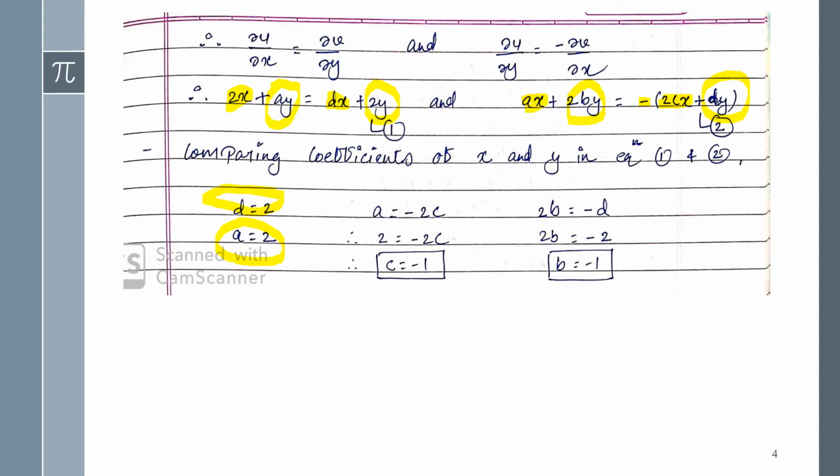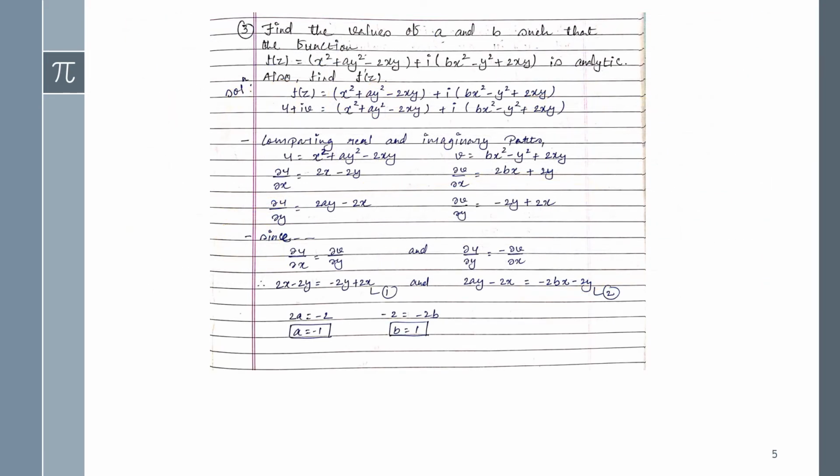So here you can find the values of b, because already you have found d. So putting the value of b here, at the end you can find the values of b, and then this one will be minus 1. So hope you all understood, guys. Now next, here it's given one more example.